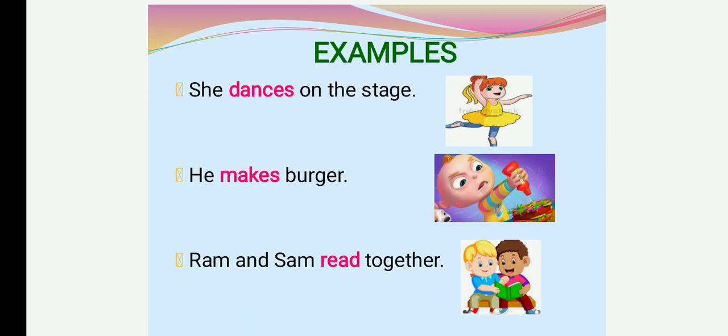Before seeing the examples, just look at the pictures and see what actions they are doing. The first one, the girl is dancing, the boy is making a burger. In the third picture, two boys are reading. The verbs are dance, make and read.